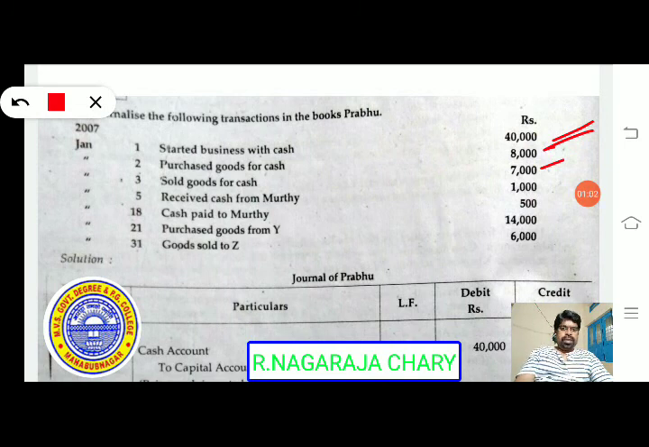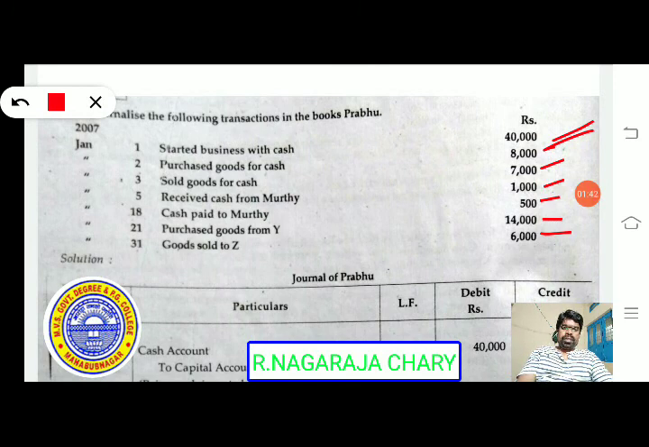On 5th, received cash from Murthy, that is 1,000 rupees. In the same way, next transaction on 18th, cash paid to Murthy, that is 500 rupees. Next, on 21st, purchased goods from Y, that is 14,000. Next, on 31st, goods sold to Z, that is 6,000. These are the monetary transactions we have to record in the books of accounts by using various accounting rules. So, let us see one by one.